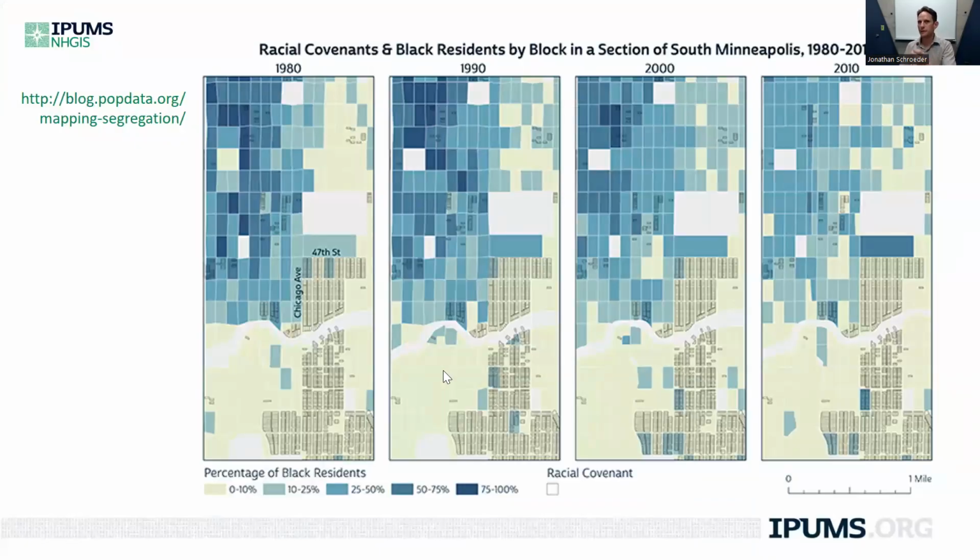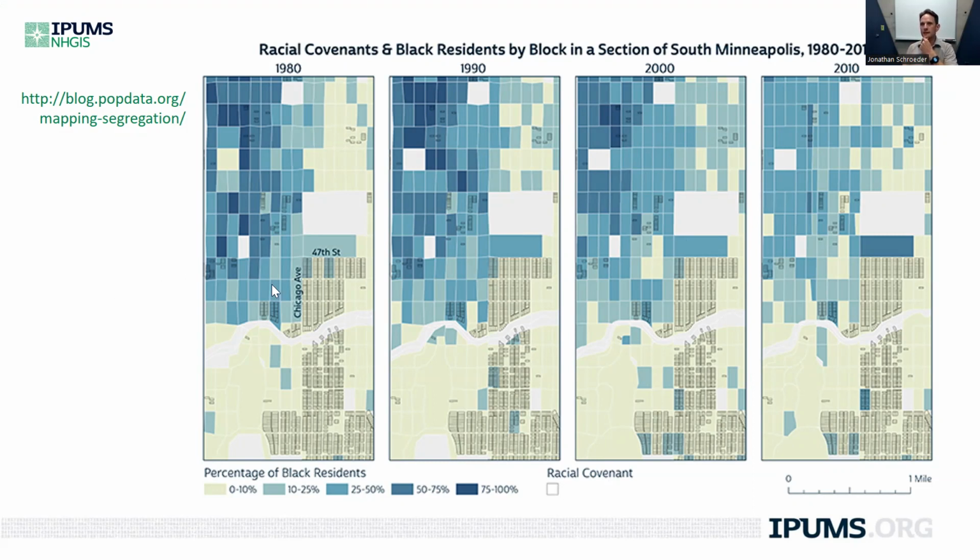Here's an example of what you could do with that. A couple summers ago, we had diversity fellows here at our center produce these maps and produce a blog post linked here that investigated how the racial geography of the Twin Cities of Minnesota corresponds to restrictive racial covenants that were in effect earlier in the century.